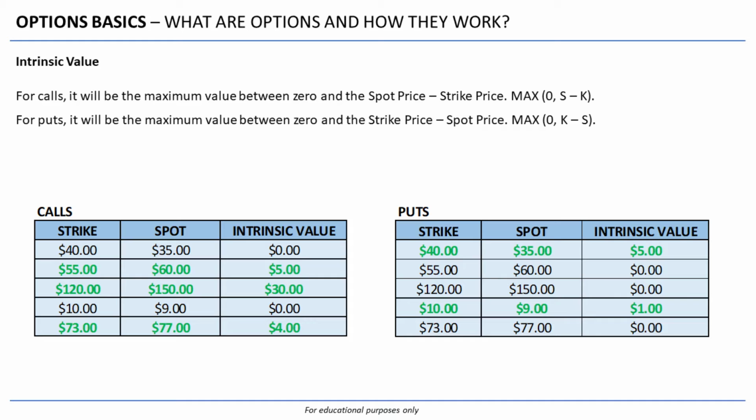The easiest way to understand intrinsic value is to put yourself in the shoes of the option buyer. As a buyer, you only have rights, no obligations. Therefore, you only act if the market is in your favor. In the case of a call option, that means you would only use your option if the spot price were greater than the strike price. You would be buying the stock below the current market value. That would mean the calculation S minus K is positive.